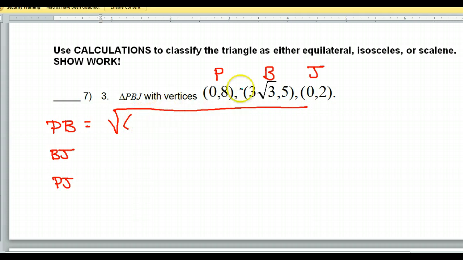Okay, so this is going to be for PB, so x minus x, so I'll just do 3 radical 3 minus 0 squared. Now y minus y, so that would be 5 minus 8 squared. That gives me 6.